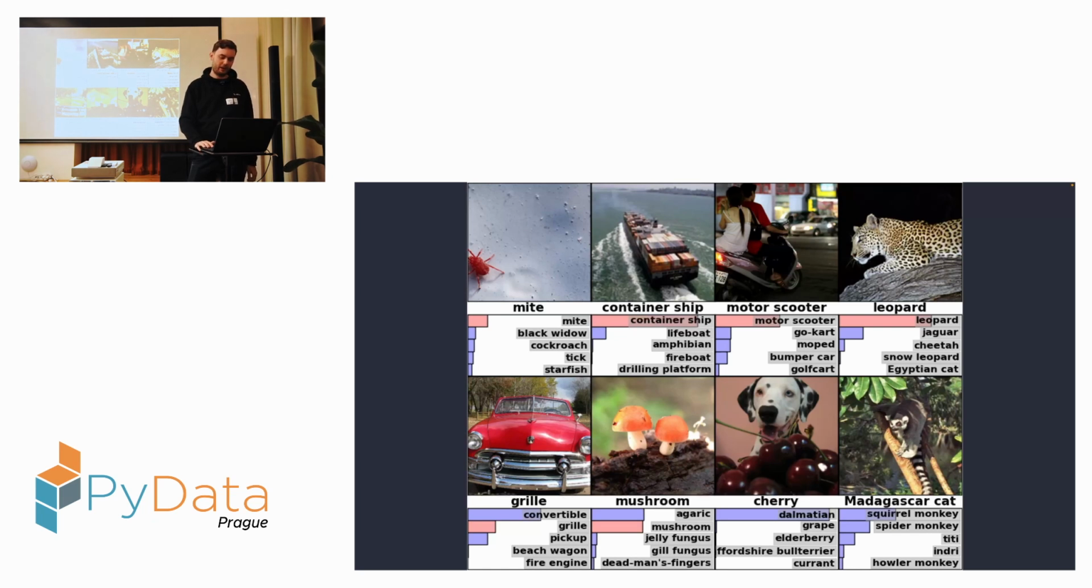Okay, so now I want to mention... Sorry, what does violet or purple mean? Where it's showing Dalmatian? The correct labels are written as the first thing, and then there are the top 5 predictions given by AlexNet.